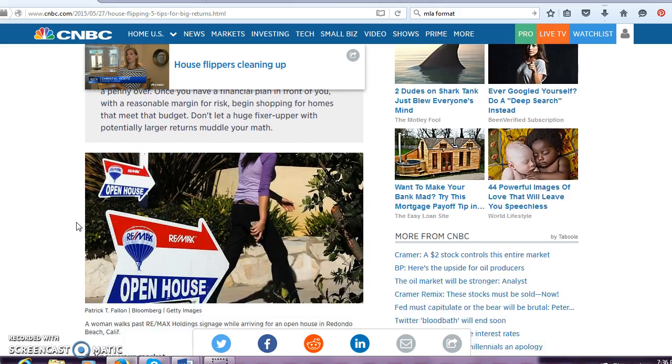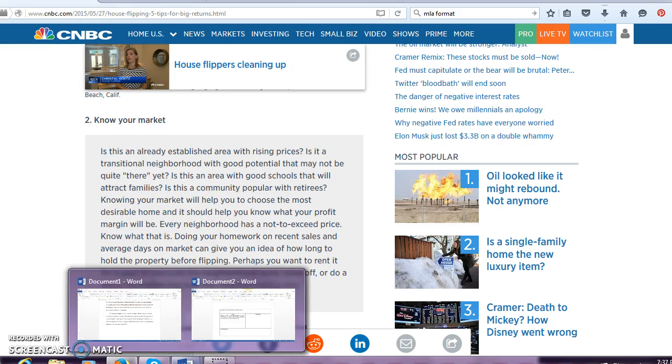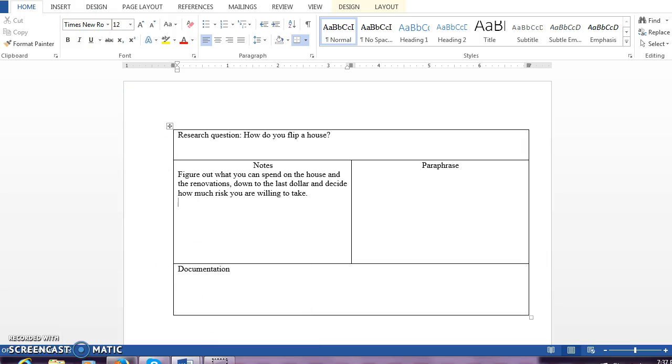Okay, now I want to see what other notes I can get from this website. So number 2 says know your market. This paragraph talks about doing your homework on recent sales and average days on the market to get an idea of how long to hold the property before flipping, and is it a good school community, etc. Okay, so the note that I took from that is know the market that you are buying and selling in so that you can price the house appropriately.